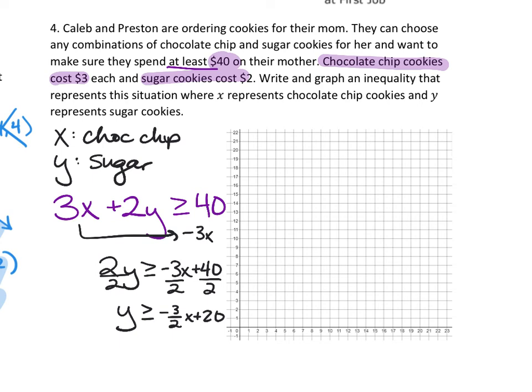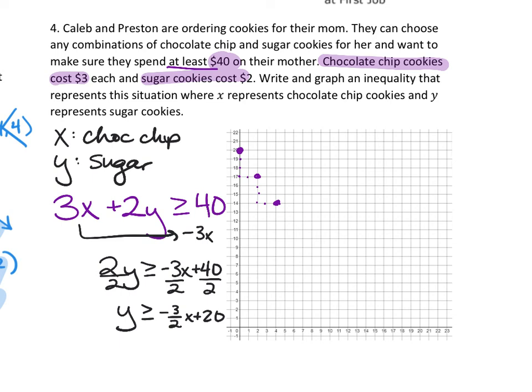So let's plot this. We're going to start at 20 on the y-axis. And we're going to go down 3, 1, 2, 3, and over 2. I'm going to do one more just because I need help graphing. Now, I have to make a choice here. When I graph this line, am I going to shade above the boundary line or below? And am I going to draw a solid or a dashed line?